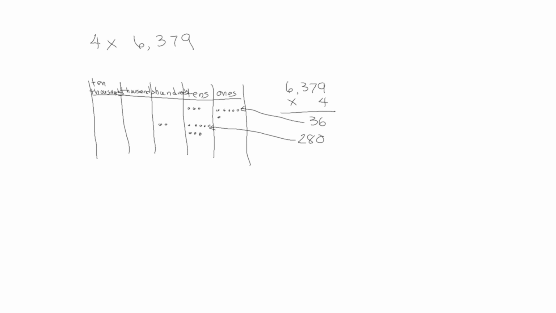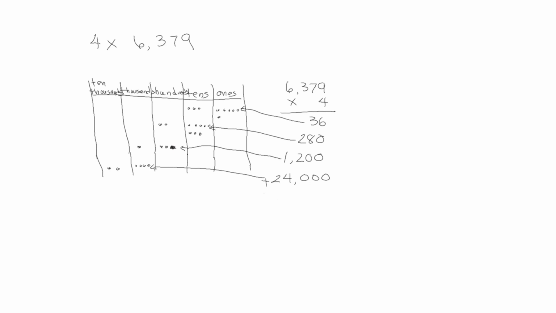Then next we're going to multiply 3 hundreds times 4, which would give us 1,200. And we're going to show that as 2 hundreds plus 1,000. And finally, we're going to multiply 6,000s times 4, which would give us 24,000. And we're going to show that as 2 10,000s plus 4,000s.